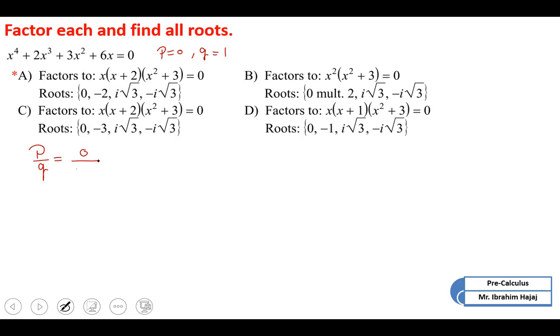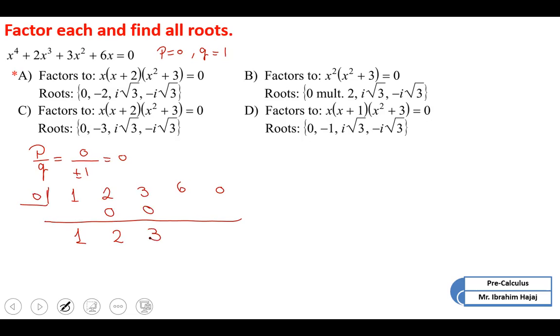Zero over what? Positive or negative 1 equals 0. So we have to test first the 0 using synthetic division. We have 1, 2, 3, 6, and 0. And then let's do it here. Drop down the 1. 1 by 0 is 0. 2 plus 0 gives what?